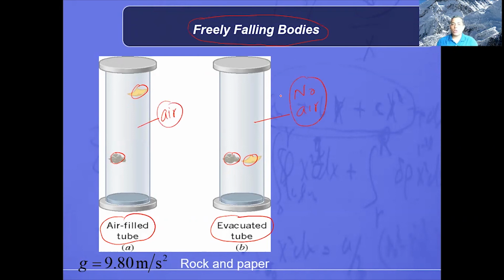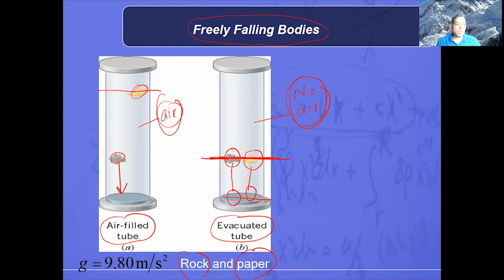So in the absence of air, of these two objects, one is lighter, paper, and the rock is heavier, right? In the absence of air, both of them fall at the same time, provided they are released at the same time from the same height. We release them at the same time, and both of them fall at the same time, irrespective of the weight. But in this case, there is air. Even though you release them at the same height, same time, the rock descends faster.